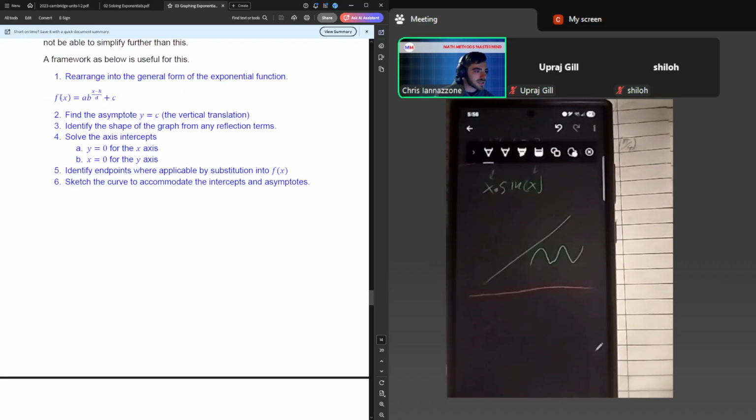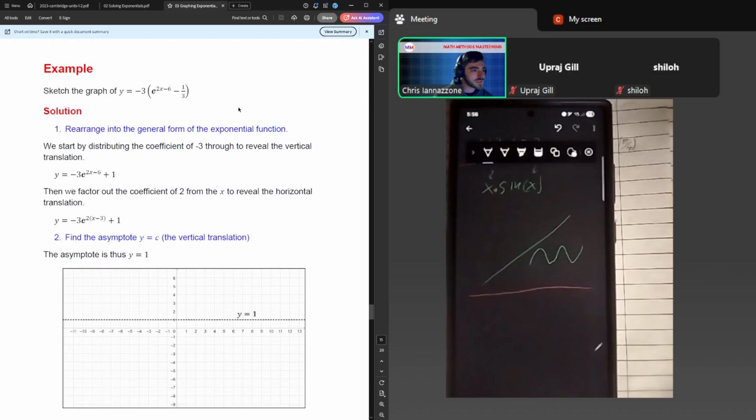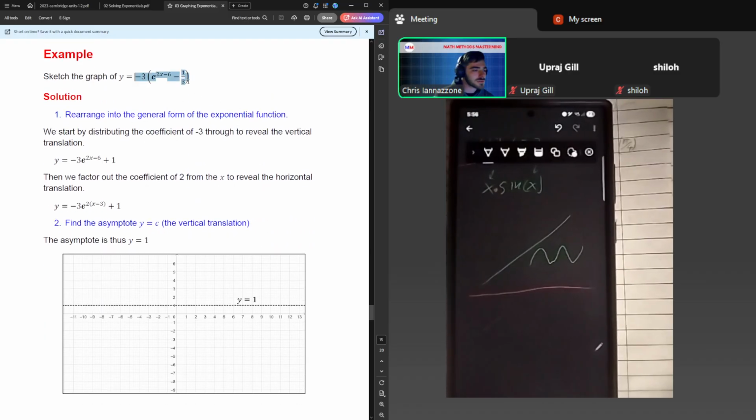As far as how that looks, let's try an example. So, first things first, make sure you can identify all of the actual transformation factors that you care about. In this case, because there's a multiplier of 3 at the front here, one of the things you definitely want to get is distributing that through.